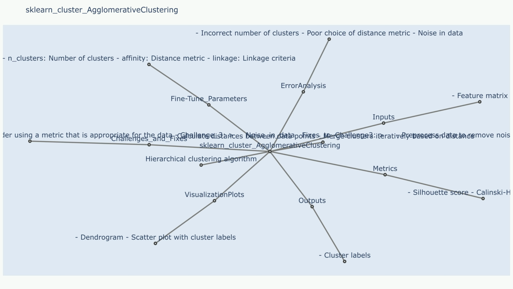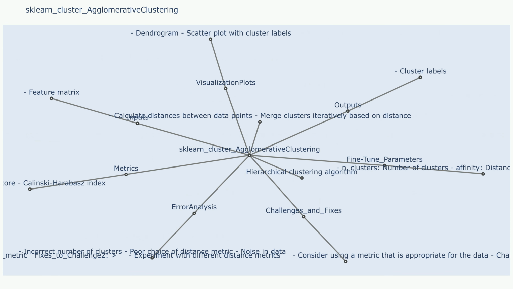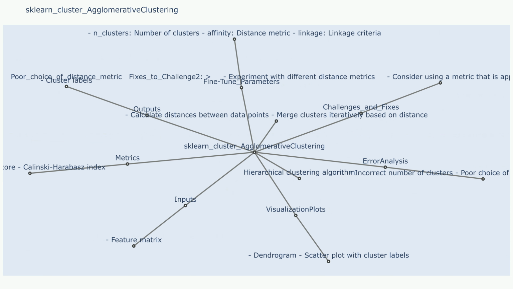sklearn.cluster.AgglomerativeClustering. Description: Agglomerative clustering is a hierarchical clustering algorithm that builds a hierarchy of clusters by progressively merging the closest clusters. It starts with each data point as a separate cluster and iteratively merges the two closest clusters until a specified number of clusters is reached.